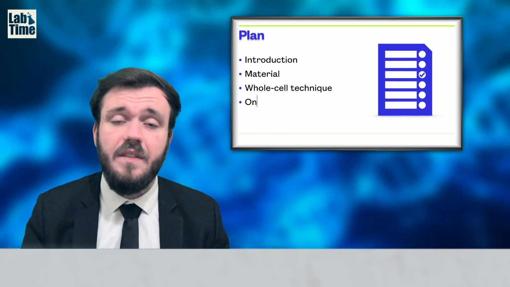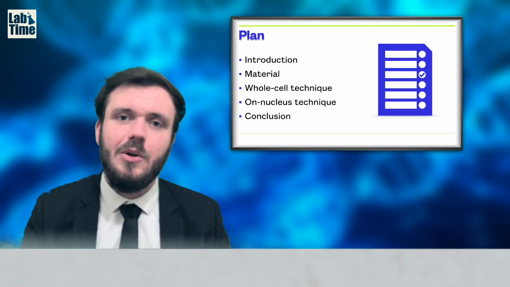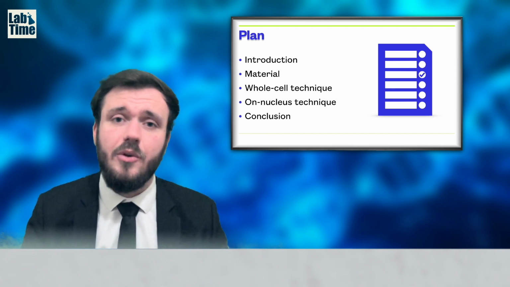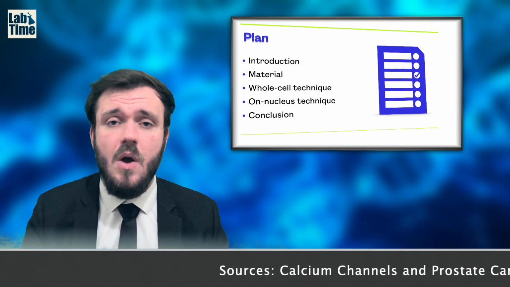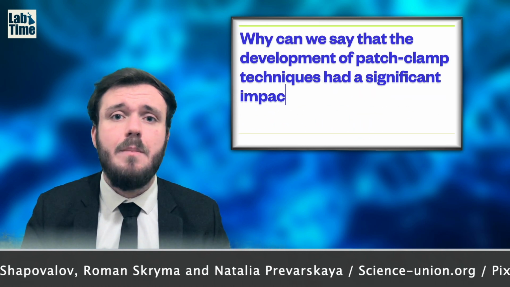We will, in this episode, have a quick tour of the material needed to realize a measurement thanks to patch clamp. Then explain the differences between two configurations, whole cell and on-nucleus. Finally, we'll conclude on the usefulness of these techniques in research to answer the following question: why can we say that the development of patch clamp techniques had a significant impact on physiological studies? But I've talked enough. Let's leave it to experts.